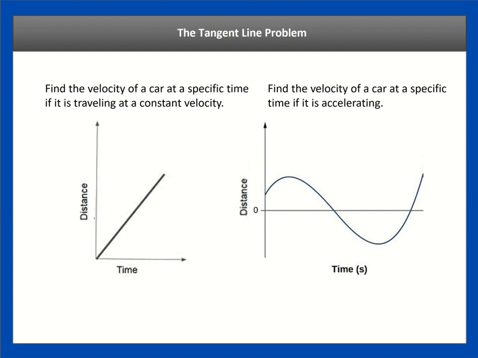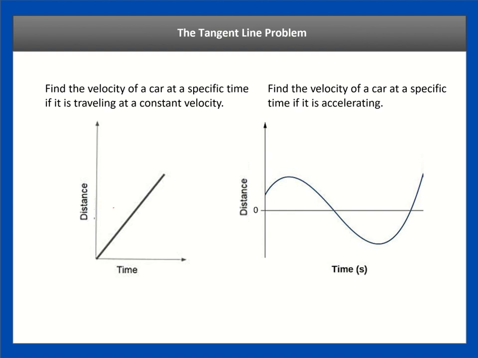All right, so let's go ahead and look at a couple of situations. To introduce these concepts, on the graph on the left, we have the distance over time graph. We want to find the velocity of a car at a specific time if it is traveling at a constant velocity. If I look at this graph, you can see that it is basically changing at the same rate per unit time, and so therefore we can say that it has a constant velocity.